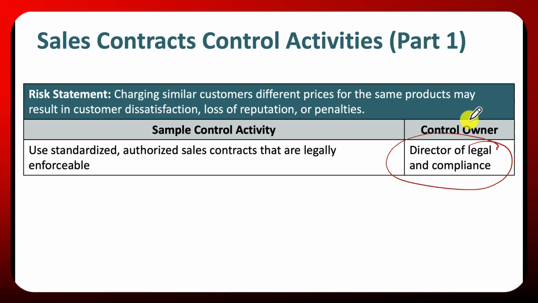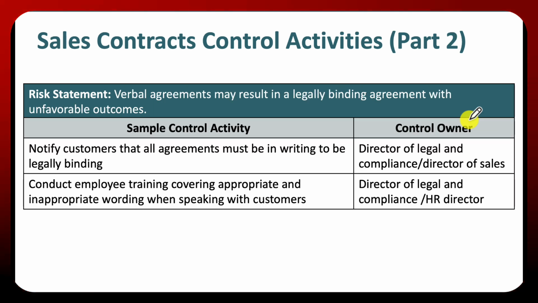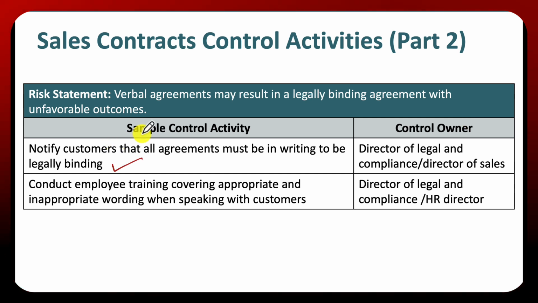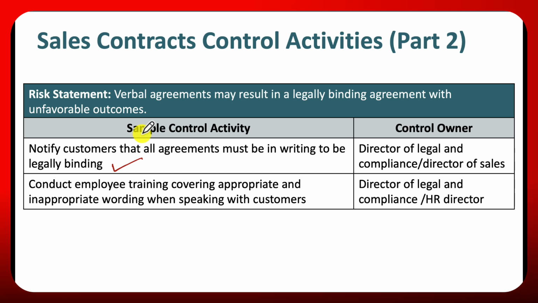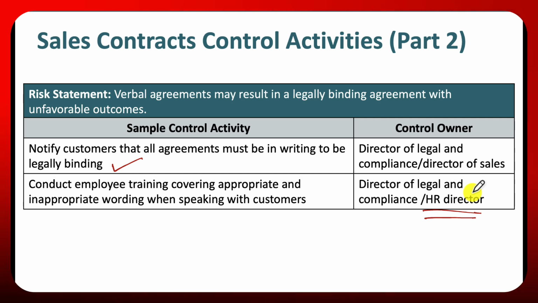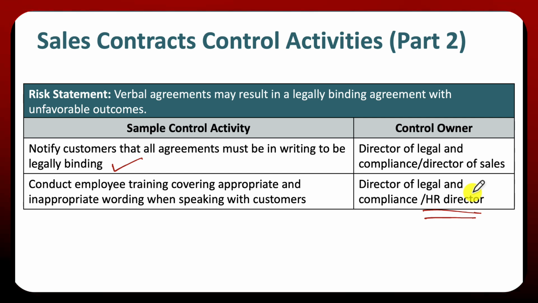and then they're hopefully using standardized, authorized sales contracts that are legally enforceable. Additionally, we might have the director of legal or compliance notify customers that all agreements must be in writing in order to be legally binding. Or we might also have that same director of legal and compliance, or an HR director, conduct employee training that covers the appropriate and inappropriate wording when you speak to customers.